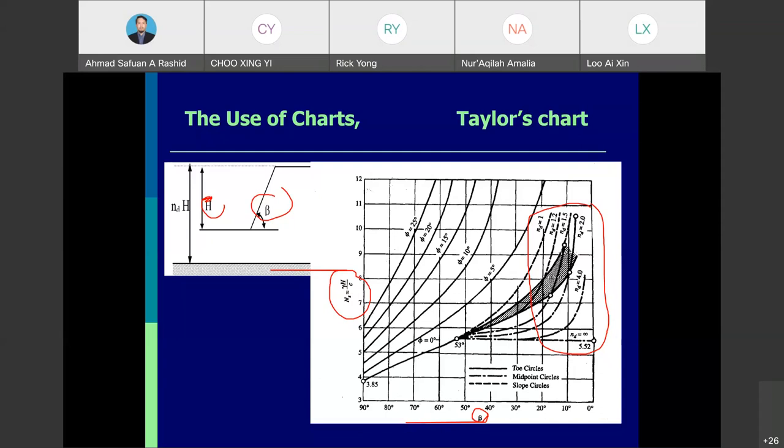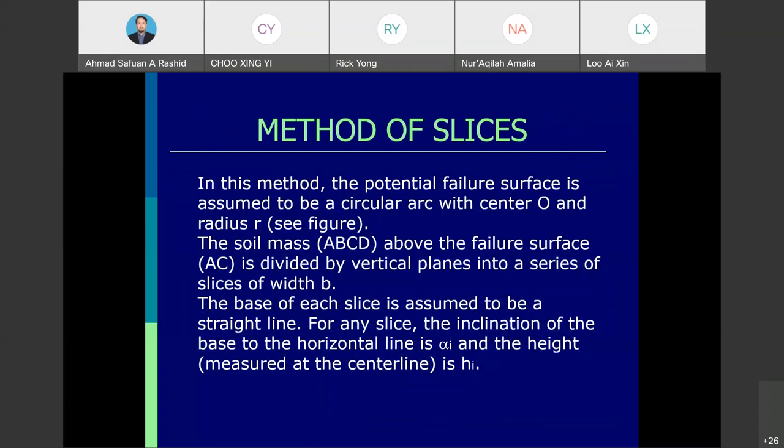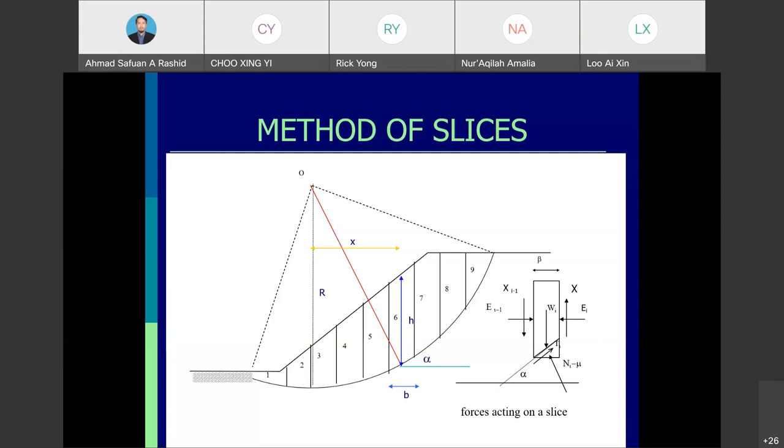The last approach is by using the method of slices. In this method, the potential failure surface is assumed to be a circular arc with center and radius r. This is an example of the method of slices approach. We may divide the slope into several slices, and it depends on the geometry of the slope and the soil properties. For example, if it has two layers, the layer of the soil will influence the location of the slice.